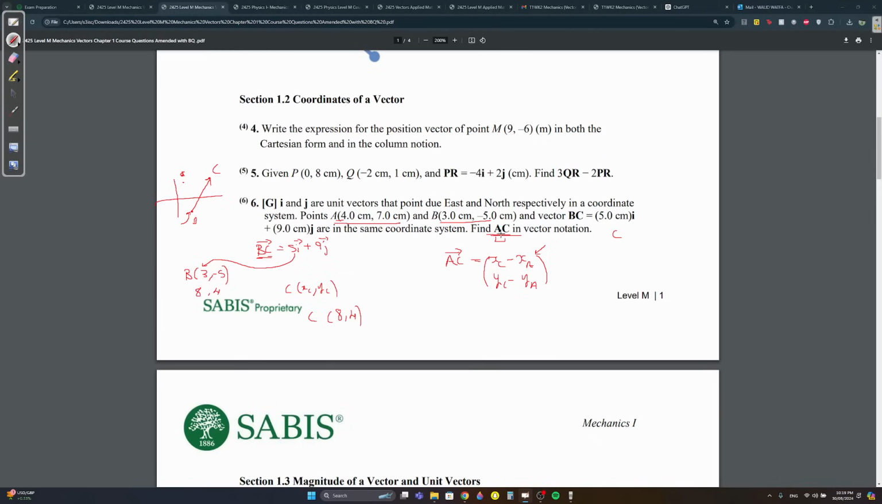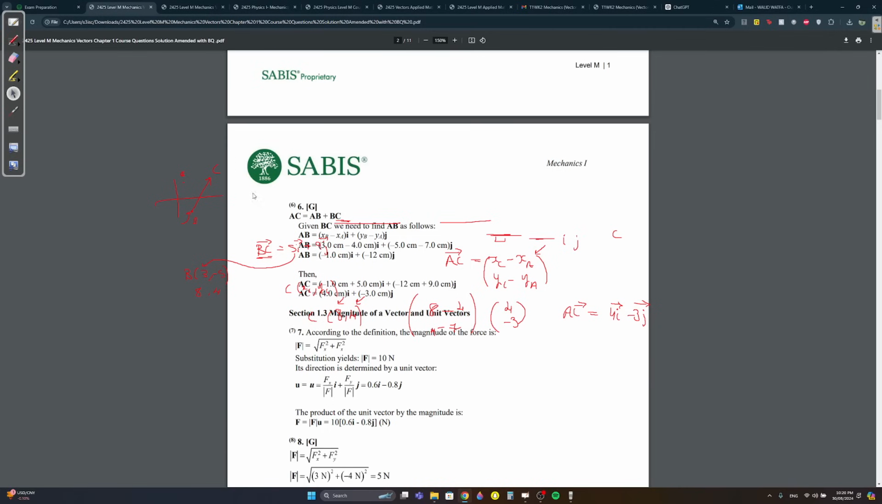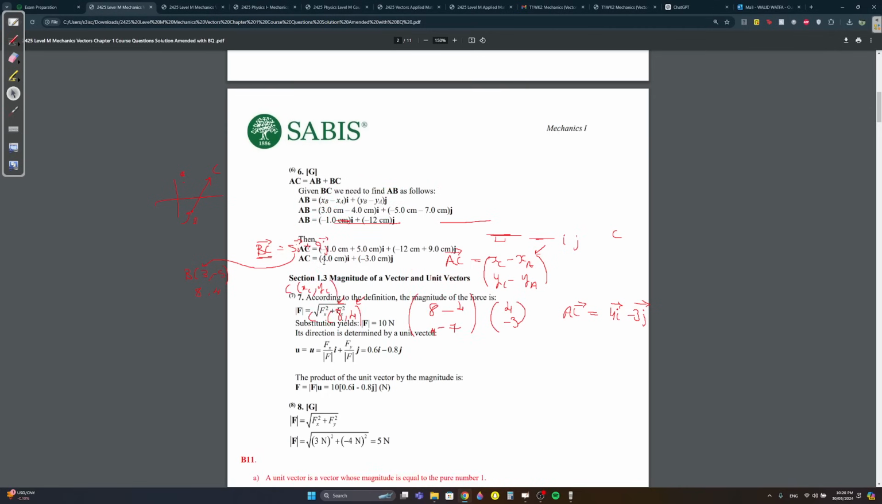Easy. Final minus initial. So the x of C, which is 8, minus the x of A, which is 4, and then the y of C, which is 4, minus the y of A, which is 7. 8 minus 4 is 4. 4 minus 7 is minus 3. So AC is equal to, because they said in vector notation, meaning i and j, 4i minus 3j. Check if this is the correct answer. 4i minus 3j. Of course centimeters, because they want the unit.